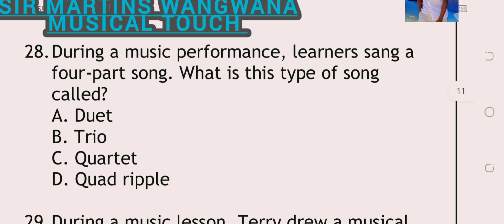Number 28, during a music performance, learners sang a 4-part song. What is this type of song called? That one is a quartet. We have C, trio 3, then duet 2, solo performance is 1.